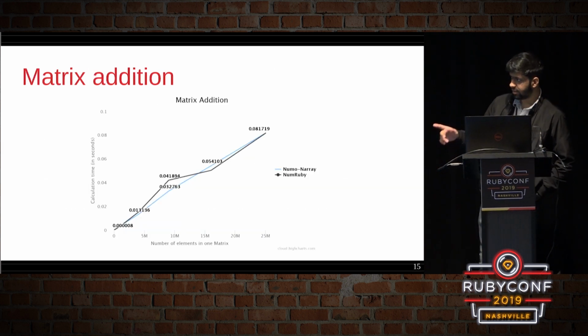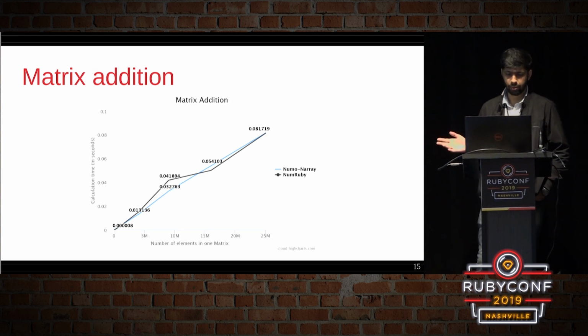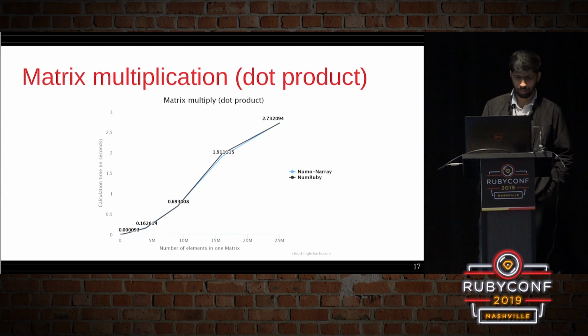Here are the benchmarks for NumRuby versus Numo. As you can clearly see, the difference is pretty small here. Also, this is the first iteration of the implementation, so we can further improve it to make it even better later. Then this is for subtraction, also quite similar. In some cases NumRuby is better, in some cases Numo is better. Then there is multiplication, where the difference is hardly visible, as you can clearly see.